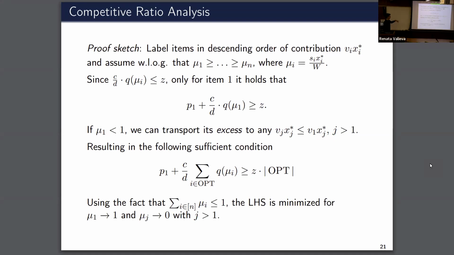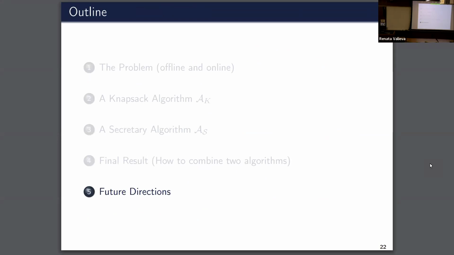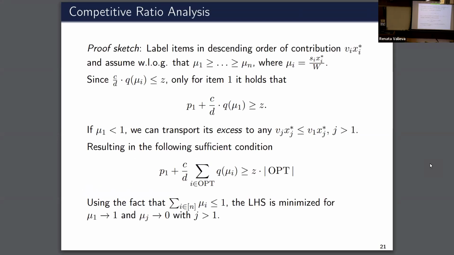You also see that the left-hand side is, of course, the utilization summing up to 1, and it's minimized when mu1 tends to 1 and mu_j tends to 0. Good. And this is the final analysis. Any questions?